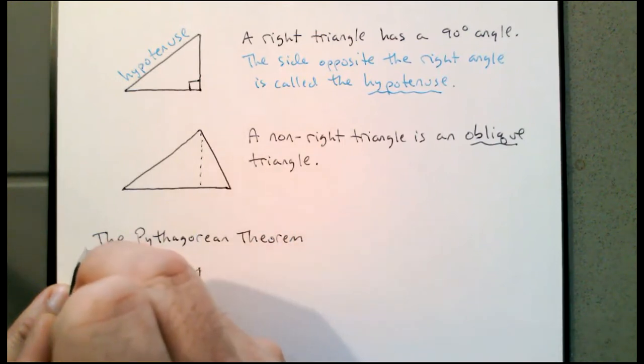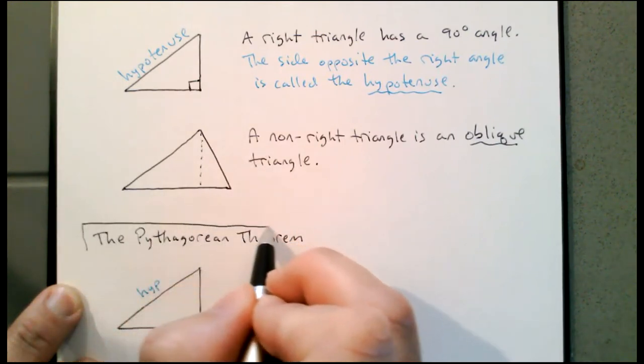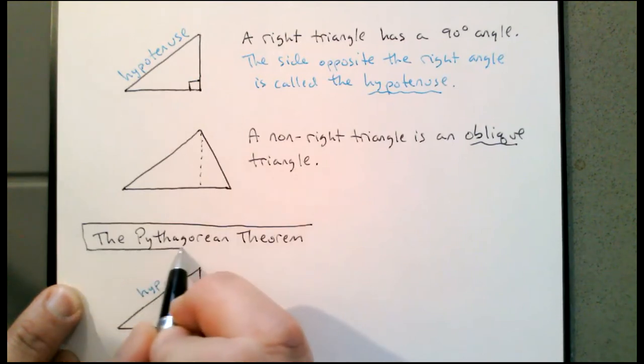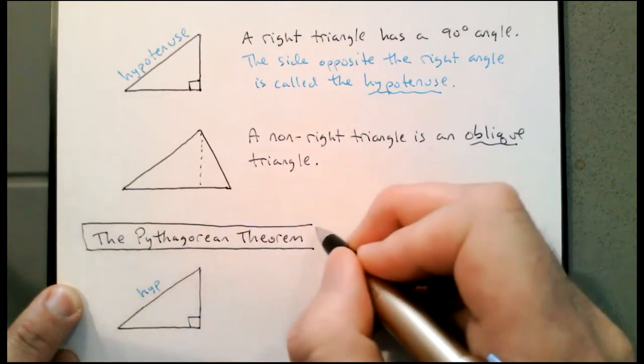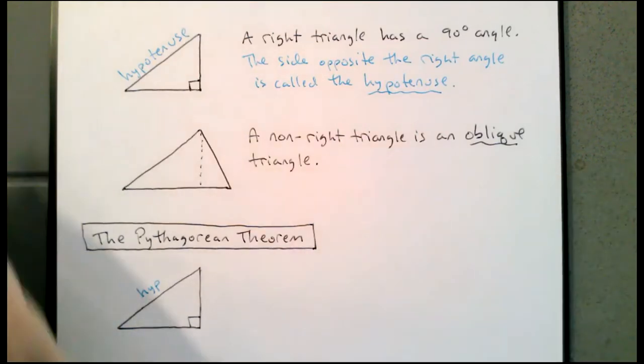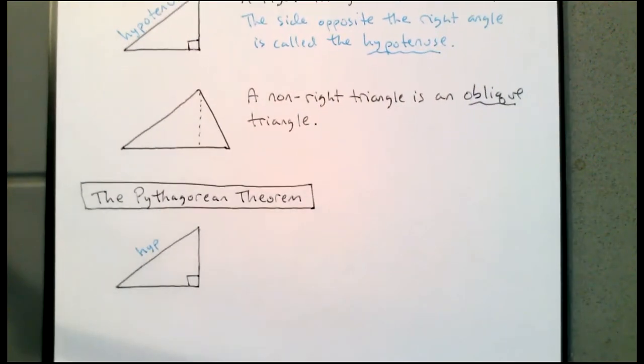This is a theorem that applies to right triangles. So this is called the Pythagorean theorem, which tells you where our math systems are based, because the Pythagorean theorem was a very old result when Pythagoras came along.